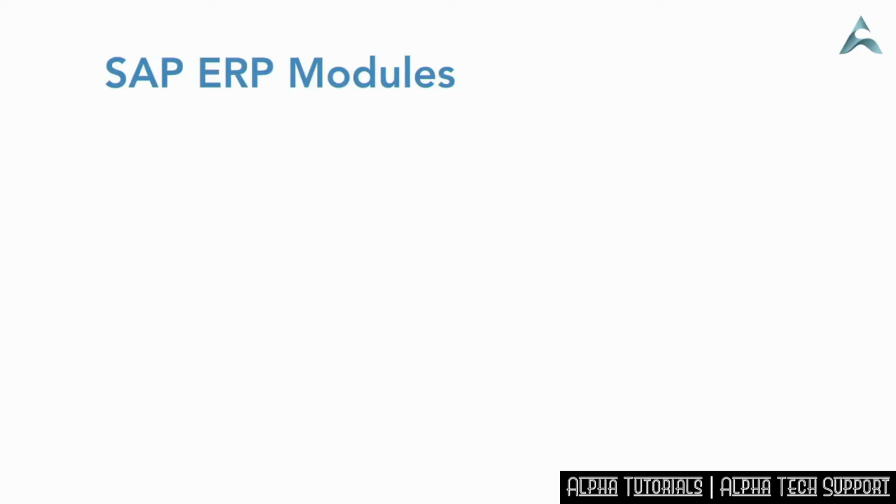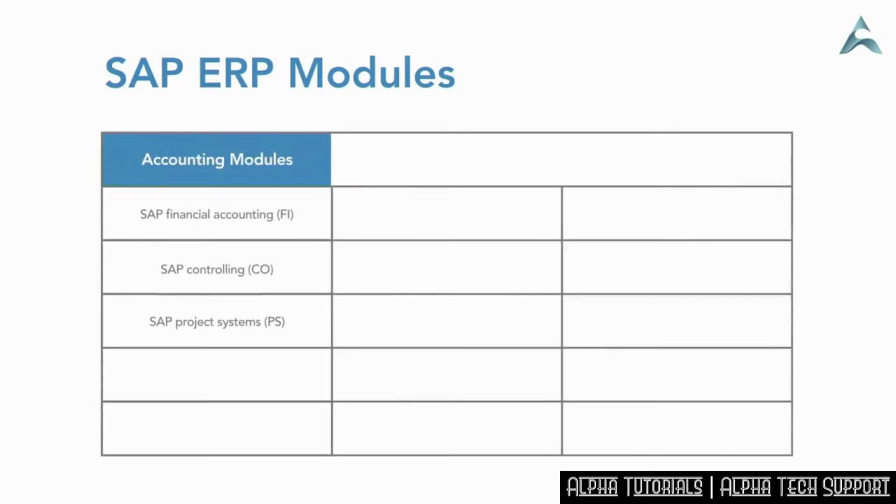Here are some examples of the most common functional modules. The first group we'll look at are accounting modules. SAP Financial Accounting includes the general ledger, accounts payable, and accounts receivable. Next is SAP Controlling. This is where profit center and cost center accounting occur.